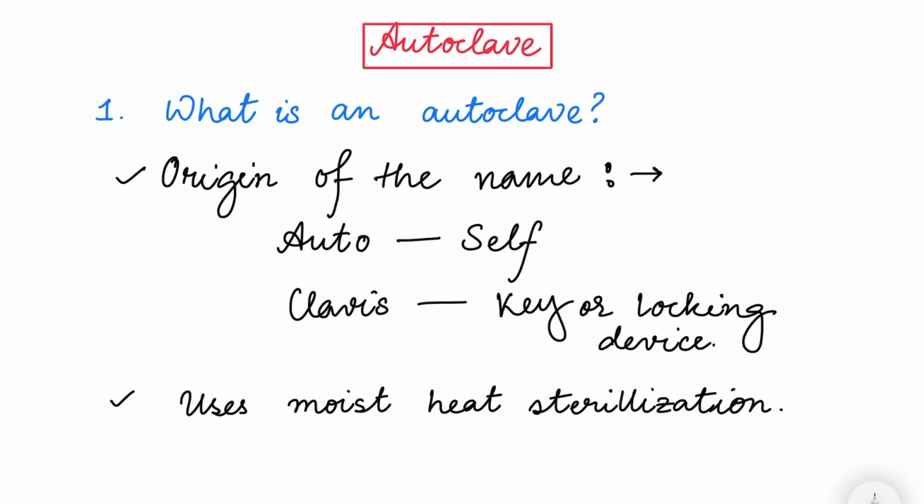An autoclave is a sterilization device that uses moist heat in the form of steam under pressure to kill microorganisms, including resistant forms like spores. The name itself gives us a clue about its function. The word auto means self and clavis means a key or locking device. This tells us that an autoclave is designed as a self locking system capable of safely containing high pressure and high temperature during the sterilization process.